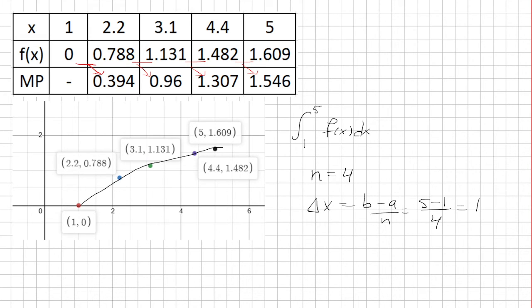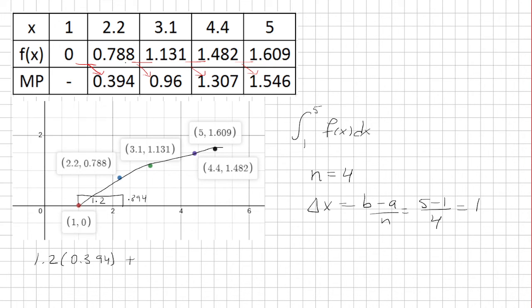We find the midpoint between the first 2 points, which we said is about 0.394. So the height would be 0.394. The base, well, the base goes from 1 to 2.2. So the base there is 1.2. So the first calculation will be base times height, which is 1.2 times 0.394. And then we go on to the next one.